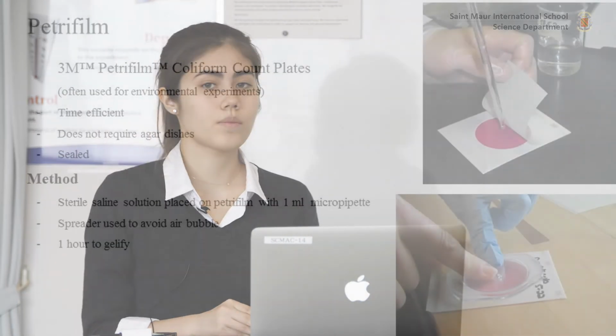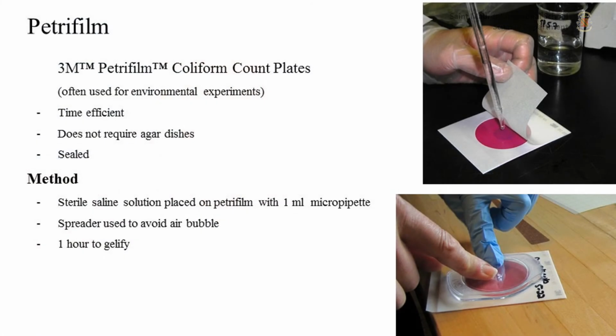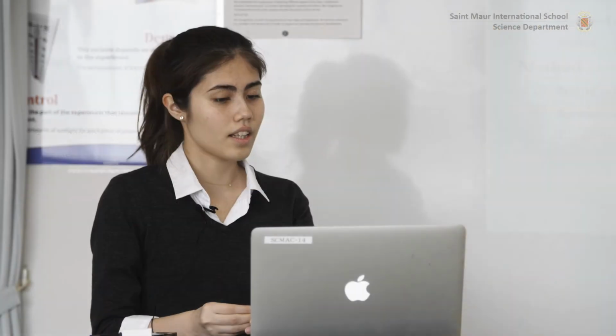I have decided to use petrifilms in order to look at the growth of bacteria, in which I use the 3M petrifilm coliform count plates, which are often used for environmental experiments. This method will be more efficient compared to traditional agar methods, as it is more time efficient. They do not require remaking the agars, and they do not require agar dishes. They are also sealed, and therefore they prevent contamination from spreading.